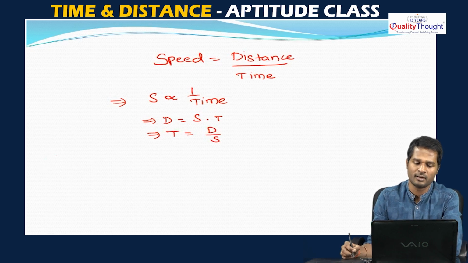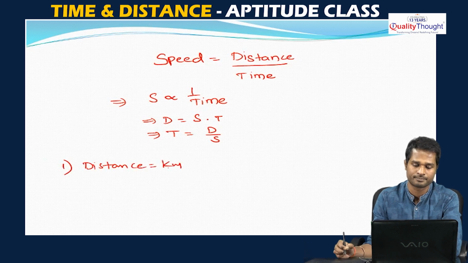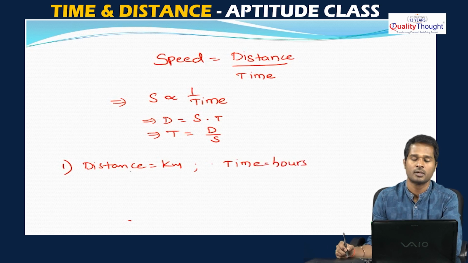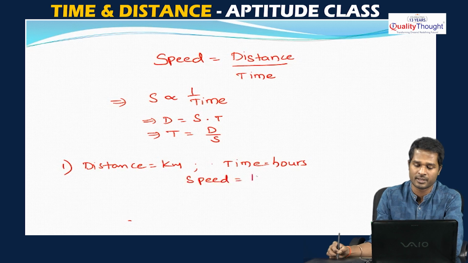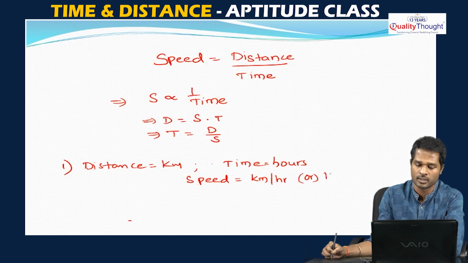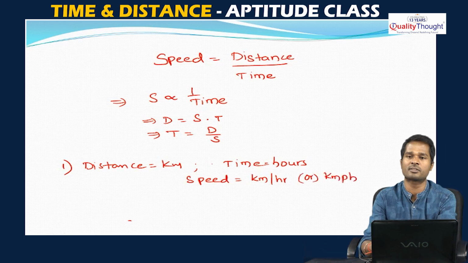See here, we will have to know a few things. Whenever the distance is measured in kilometers, then the time should be taken in hours. So when you take the distance in kilometers, the time will be given in hours, and the speed will be calculated as kilometers per hour, or we also denote it as kmph, which can be read as kilometers per hour.